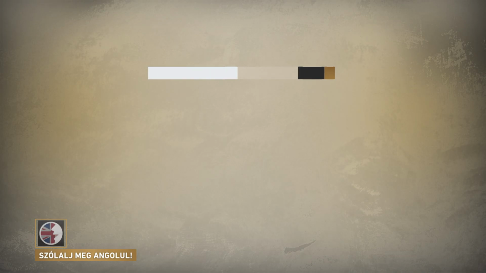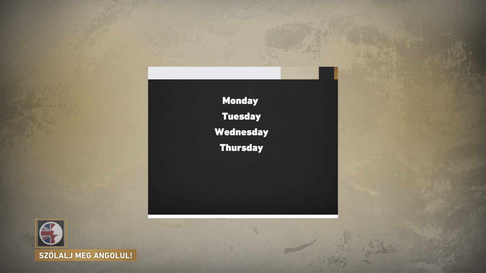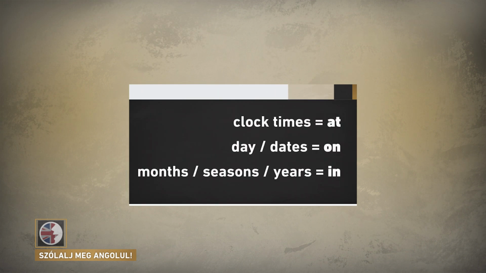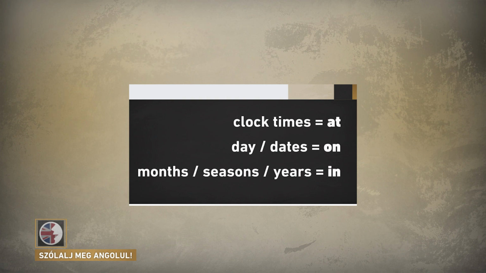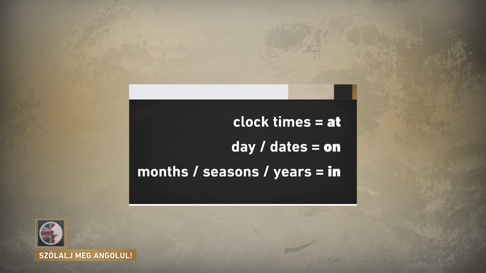We know that when we write the days of the week, we write them starting with a capital letter. The first letter is a big letter. Monday, Tuesday, Wednesday, Thursday, Friday, Saturday, Sunday. We use at for clock times. I get up at 7:45. We use on for days and dates. On Saturday, on Christmas Day, and we use in when we talk about months, years, and seasons.